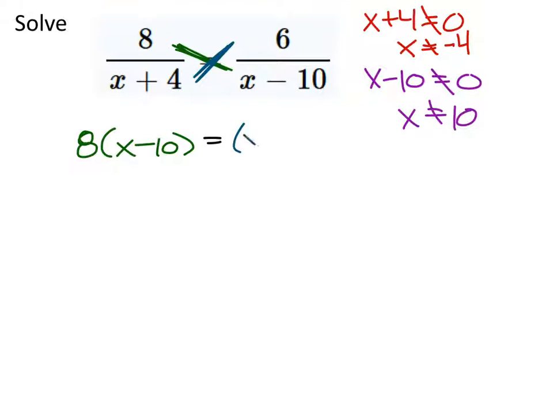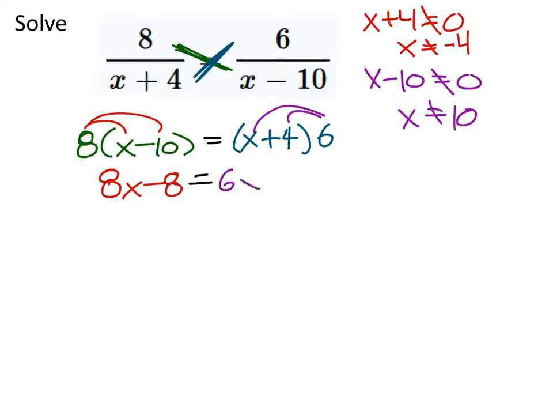And then we're going to multiply that by 6. Some good old-fashioned cross multiplication right there. Now to solve this, we'll distribute the 8. So we got 8x minus 80. And this should equal the 6 distributed, 6x plus 24. I forgot my 0 there, didn't I?